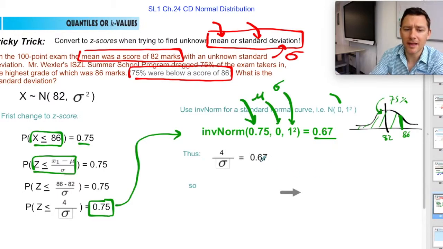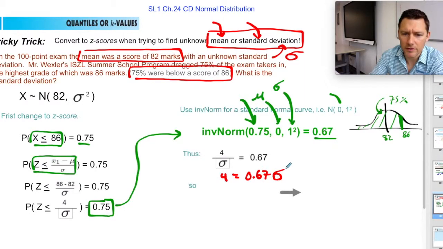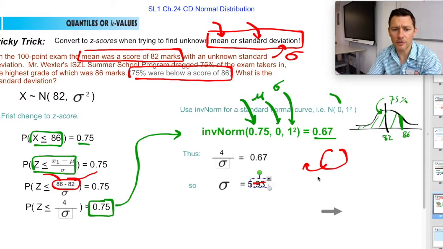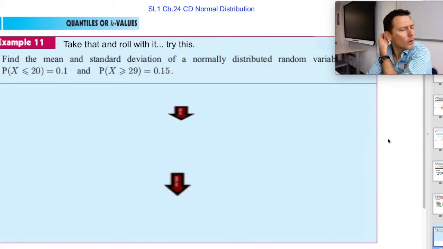And what that really means is that if you multiply this over, this will turn into 4 is 0.67 standard deviations. So what that means is the distance between our average and the threshold value, that distance is 0.67. It's 2/3 of a standard deviation away from the mean. When you multiply this piece, divide over, you say 4 divided by that, you get that the standard deviation is about 6. All right, so let's try that.